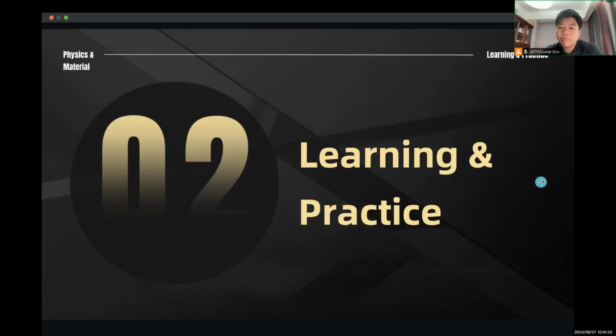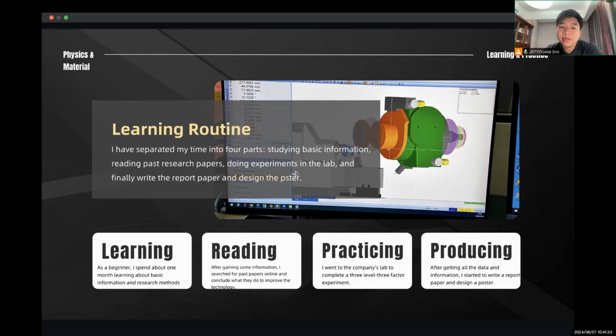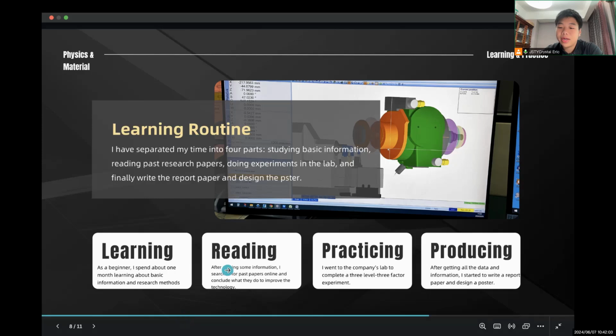Then the second part, learning and practice. I have divided my learning routine into four parts: learning, reading, practicing, and producing. In the first part, I spent about one month learning basic information and research methods. After that, I read lots of past papers to get to know what professors have done so far to improve such technology. After that, I went to the company's lab to complete the three-level, three-factor experiment. And after I got all the data and information, I started to write a report, paper, and the poster.